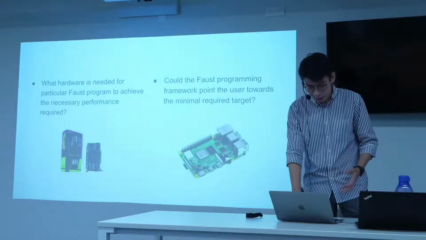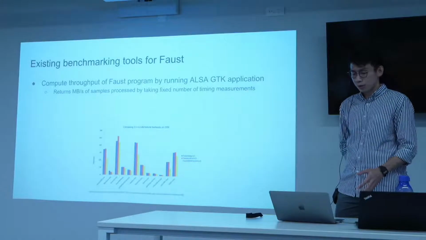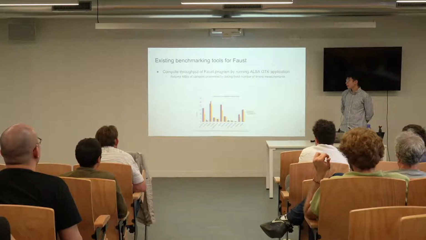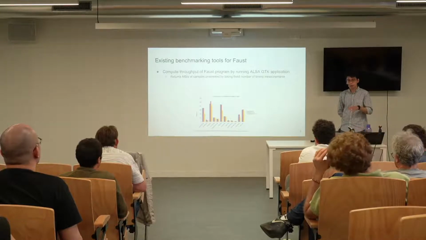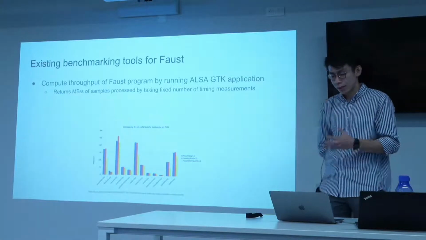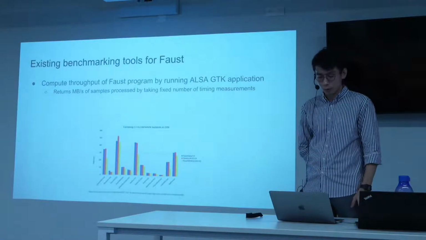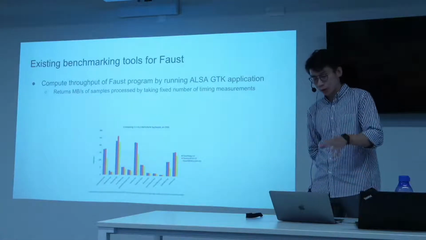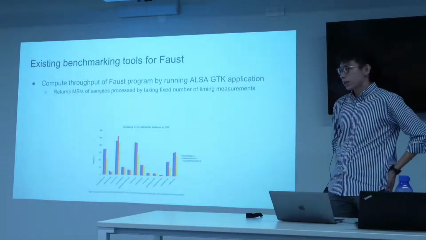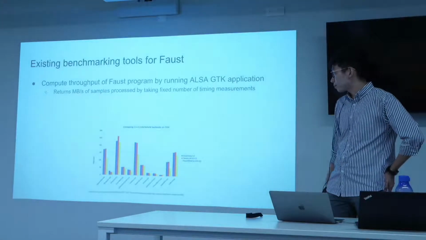And so to answer these questions, Faust actually has some benchmarking tools already. What the benchmarking tools do is that they run the Faust program as an ALSA GTK application, and they take a fixed number of tiny measurements, and they return to you the results of that in megabytes per second. With that, you can find out a bit about the throughput of the program. I think a few years ago, they also applied the benchmarking tool to the WebAssembly code as well. And this is just a screenshot I took of the results that they posted on the Faust website.